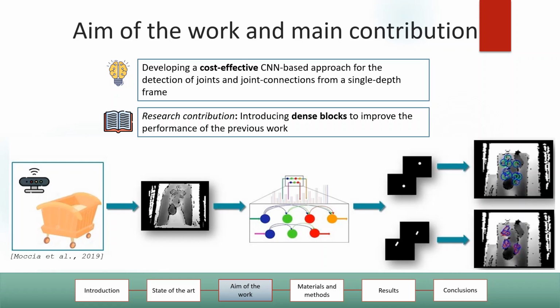For this reason, starting from the deep learning approach proposed by Moccia et al. in 2019, the aim of this thesis is the development of a cost-effective CNN-based approach for the detection of joints and joint connections using depth images acquired with a top-view camera put on the infant's crib. The research contribution consists in the introduction of dense blocks in the detection network to improve the performance of previous work.